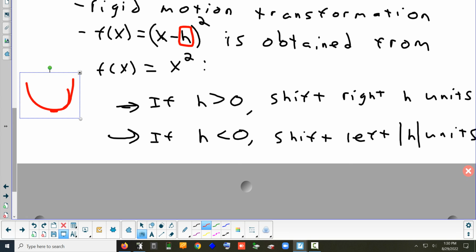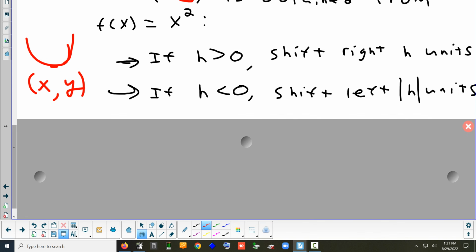When you shift left or right, think about the coordinate of a parabola. What part of the coordinate would that change? If you shift something left or right, it would change this part or that part. Yeah. The x value? It would change the x value. So shifting left and right affects the x value. Shifting up and down affects the y value.